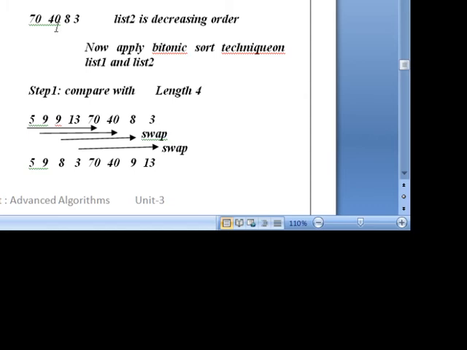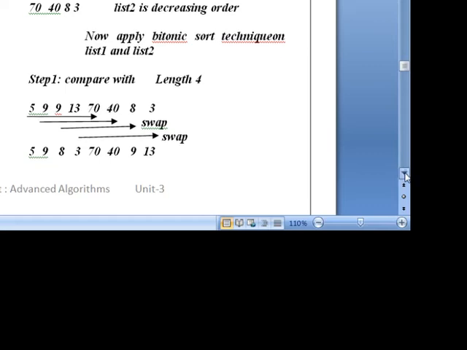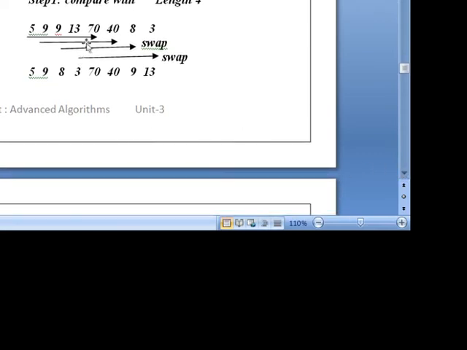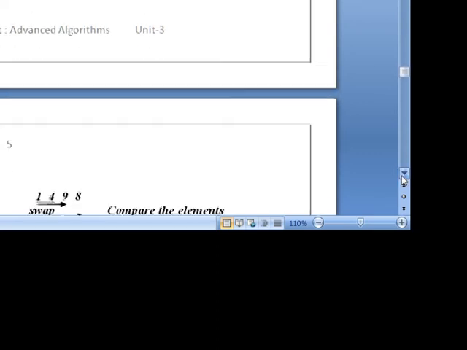Now we are converting list 1 and list 2: list 1 into increasing order, list 2 into decreasing order. Now again we apply the bitonic sort directly. In bitonic sort, compare the first and fifth, second and sixth, third and seventh, fourth and eighth, and give them to the comparators. Already we know how to give the comparators. So the result is that one.